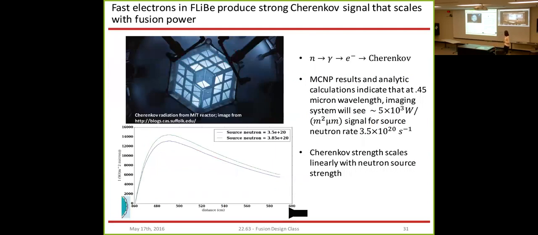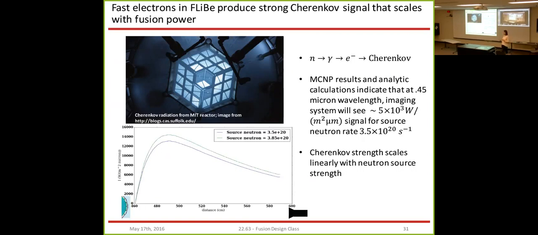The next sensor I'm going to talk about is our Cherenkov sensor. Cherenkov radiation is probably quite familiar to the fission people among us. You see here an image of Cherenkov radiation in a nuclear reactor that's just down the street. It's this beautiful blue radiation.